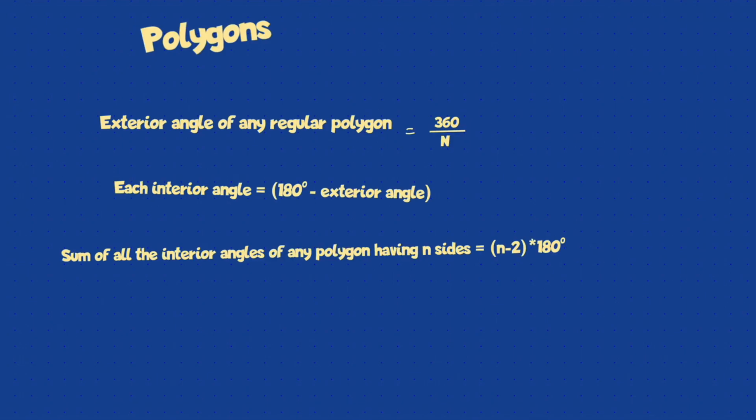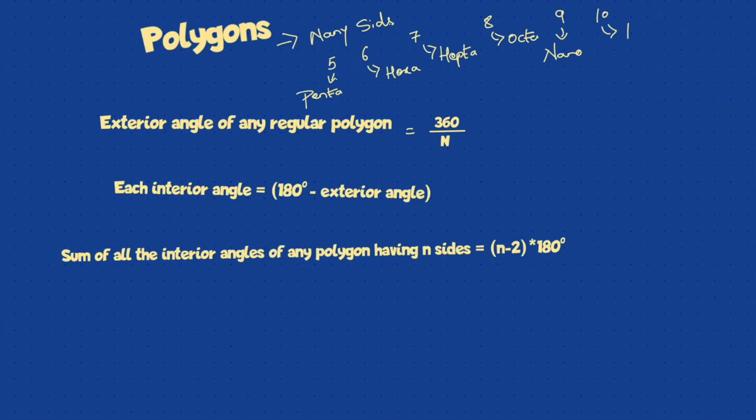So after quadrilateral, we'll start with polygons. What is a polygon? As the name says, poly means many. It will have many sides to it. Quadrilateral means 4. 5, if it has 5 sides, it will be called a pentagon. If it has 6 sides, it will be called a hexagon. 7 sides, it will be called a heptagon. 8 sides, it will be called an octagon. And 9 sides, it will be called a nonagon. And 10 sides, it will be called a decagon. Okay, so these are all your polygons.